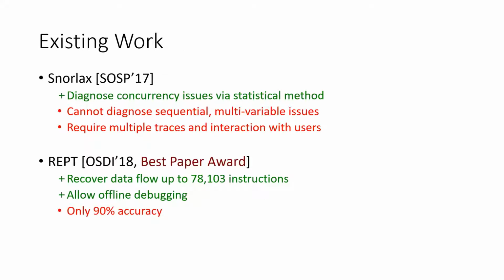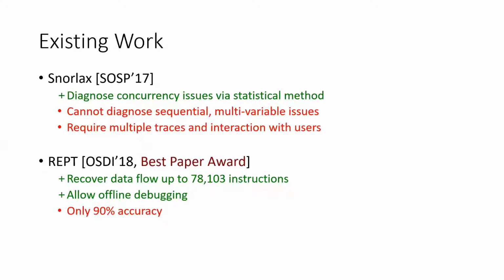Researchers have proposed many techniques to debug failures. Among them, there are two popular works, Snorlax and REPT. Snorlax proposes a hybrid analysis to diagnose the root causes of concurrency bugs, relying on coarse-grained interleaving information that is collected with advanced hardware, Intel PT. It could diagnose concurrency issues automatically. However, it can't diagnose sequential bugs or multivariable issues, and it needs to collect multiple traces from users.